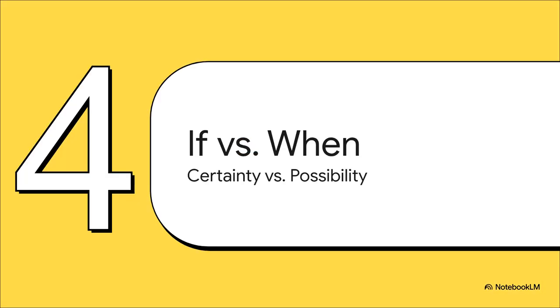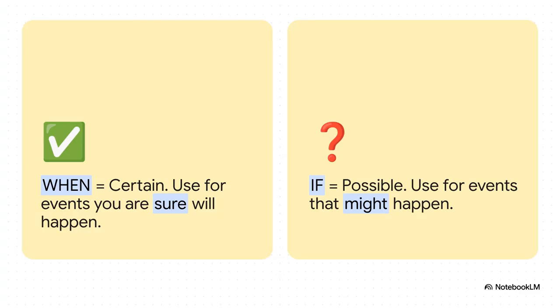Okay, there's another layer to this, and it's a big one. It's about certainty versus possibility. And this all comes down to the difference between two little words, if and when. And the difference is actually pretty straightforward. You use when for things you're certain about, things you fully expect to happen. You use if for things that are just possibilities. It might happen, it might not. So when equals certain, if equals possible.